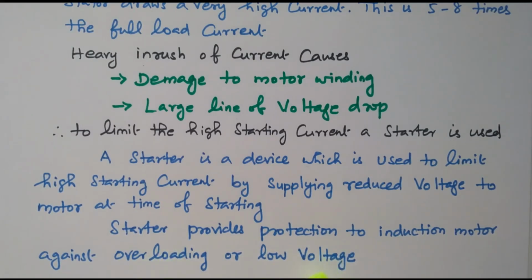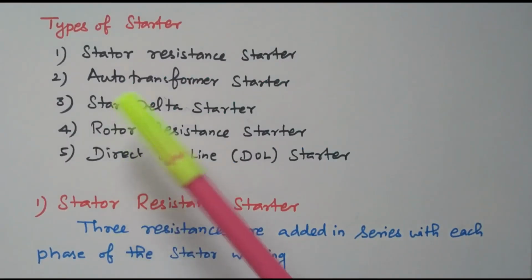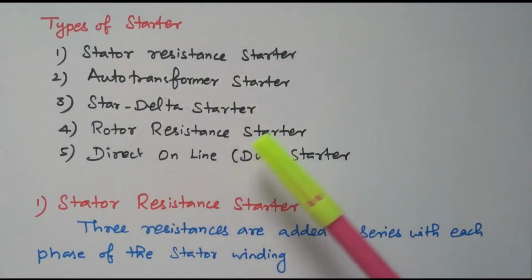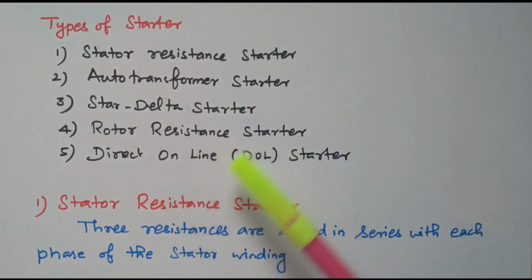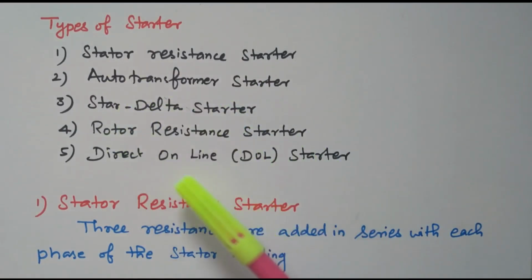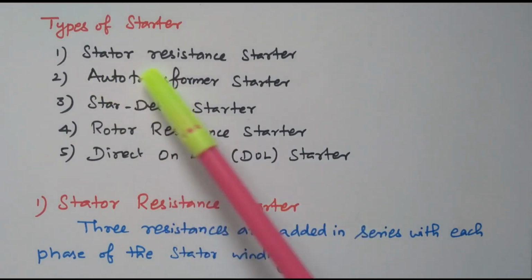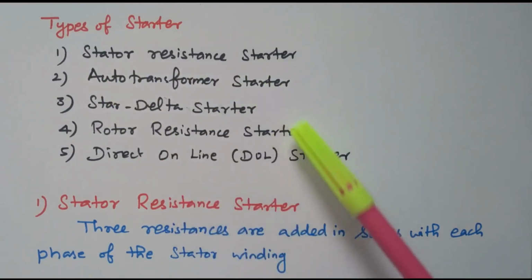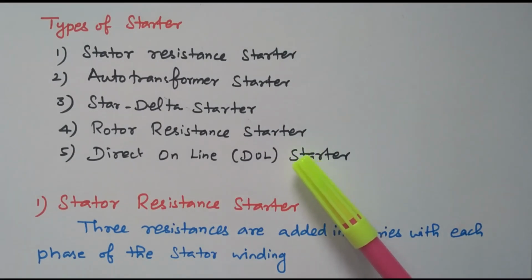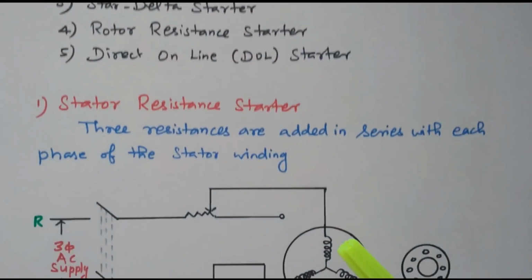Now we will see the types of starter. The types are stator resistance starter, auto transformer starter, star delta starter, rotor resistance starter, and direct online starter. There are 5 types of starter available. In this video, we will see the stator resistance starter. The remaining 4 types are available in separate videos. Now we will go to the stator resistance starter.